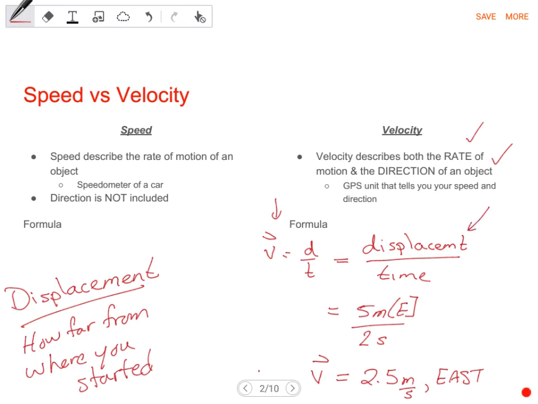The D now stands for displacement, and displacement is how far are you from where you started. Next, in your final answer, you actually have two things now. You have a value of 2.5 meters per second, and you also have a direction. We'll play around with this some more.